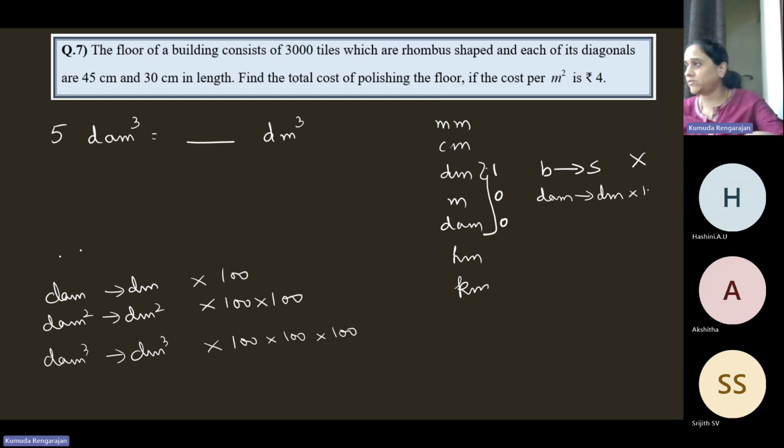This is the metric chart of length, and this is how you identify the number which should be used for multiplication or division. If it is big to small, it's multiplication. If it is small to big, it's division. For this only once, for this two times, for this three times.